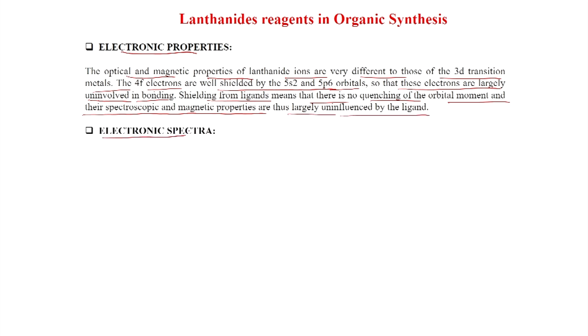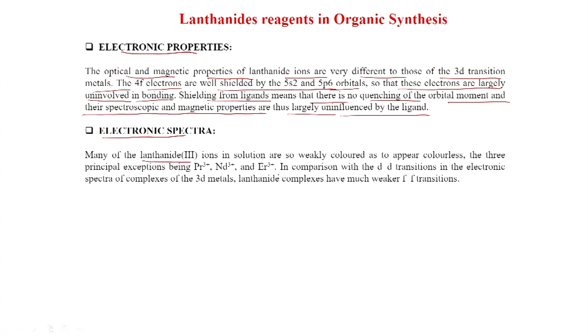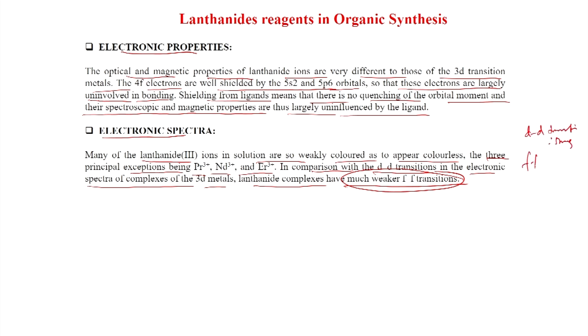Now electronic spectra. Many of the lanthanide 3+ ions in solution are so weakly colored as to appear colorless, the 3 principal exceptions being Pr3+, Nd3+, and Er3+. In comparison with the d-d transitions in the electronic spectra of the complexes of the 3d metals, lanthanide complexes have much weaker f-f interactions. So this d-d transition is very strong. On the other hand, the f-f transition is very weak.